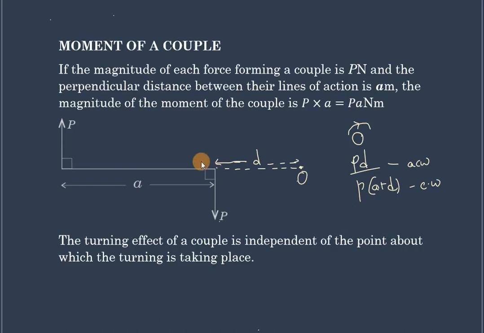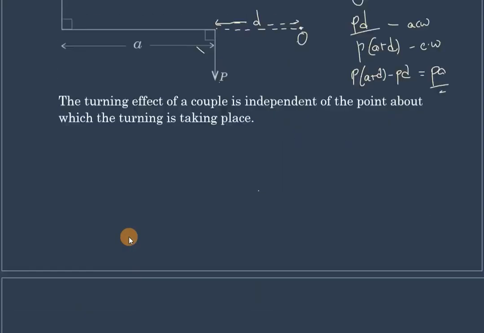So the sum of the moments about O for this couple, which is this one and that one, is given by P into A plus D minus PD, which is equal to PA. So we are saying that whatever point you take the moment about, you shall have that the moment is equal to P times A. It doesn't matter which point you have taken the moment about.